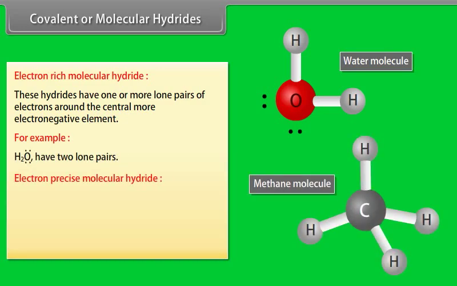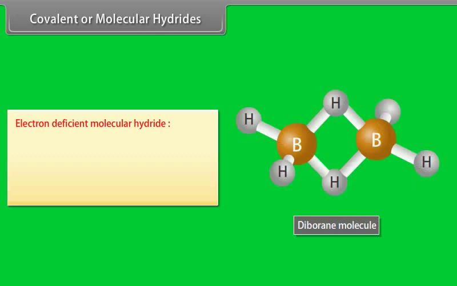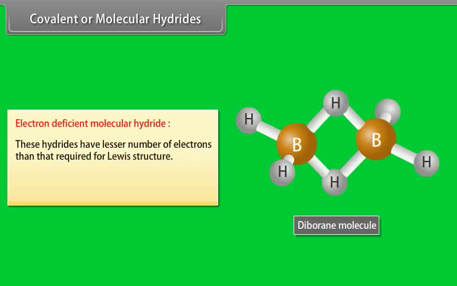Electron-precise molecular hydride. These hydrides have the required number of electrons for the Lewis structure. A common example of electron-precise molecular hydride is methane. Electron-deficient molecular hydride. These hydrides have a lesser number of electrons than that required for the Lewis structure. A common example of such molecular hydride is diborane.